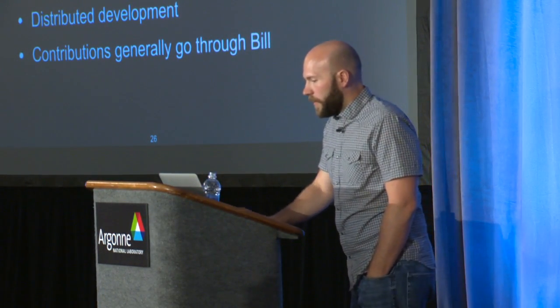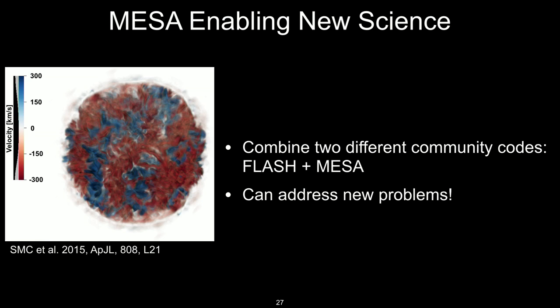All right. And so this new code, being open source, being a community code, you can do new things with it. And this is something that I did, combining two different community codes, Flash and MESA, to address a new problem that hadn't been addressed before. And in this case, it was going back to those initial conditions that we have for our supernova calculations. Historically, we'd always assumed 1D spherically symmetric initial conditions because that's what comes out of codes like MESA. These stellar evolution codes do everything in 1D. It's just the only way to be done.